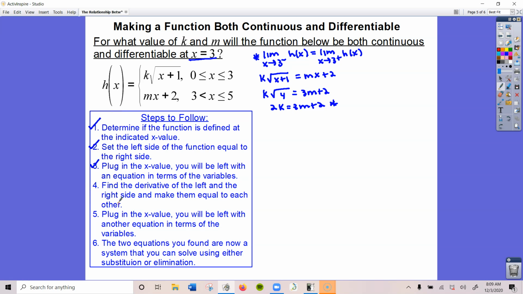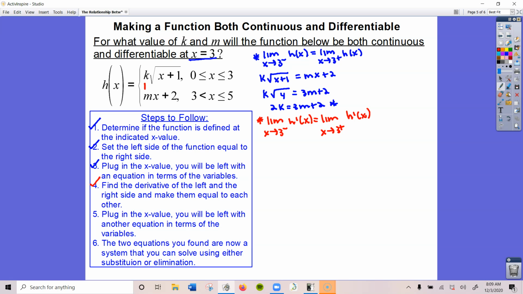So now we're going to step 4. Find the derivative of the left and the right side and make them equal to each other. What this means is that we're going to write the limit as x is approaching 3 from the left of h prime of x, and we're going to make it equal to the limit as x is approaching 3 from the right of h prime of x. Remember to always write these limit statements. So that's step 4. And now we're going to actually find the derivative of each one of these.